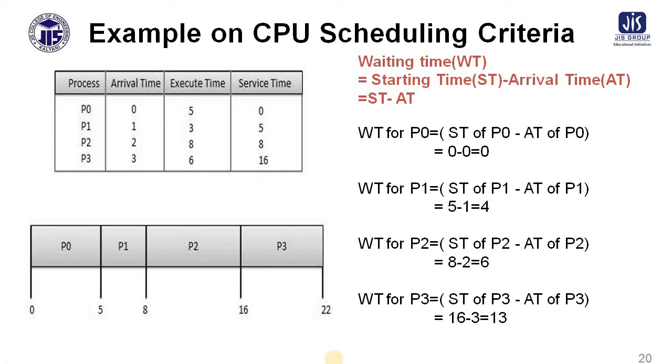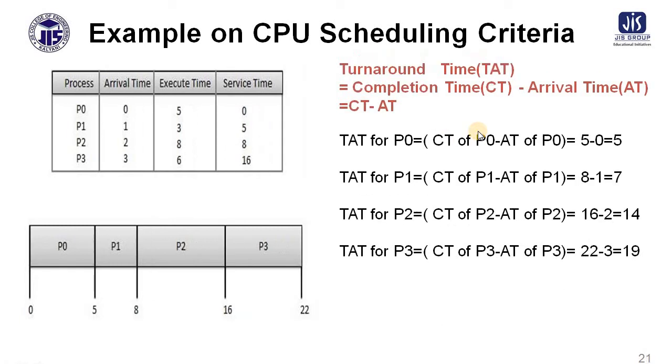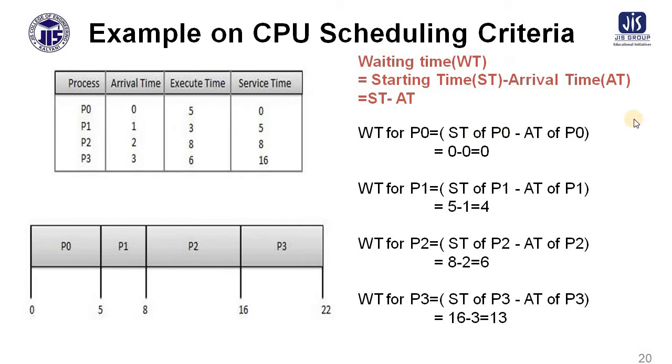So how will we calculate the waiting time? The formula is the starting time of the process minus the arrival time of the process. For process 0, the starting time is 0 and the arrival time is also 0. So 0 minus 0 is 0. Waiting time for process 1: process 1 started its execution at time 5, but it arrived in the system at 1. So 5 minus 1 equals 4.